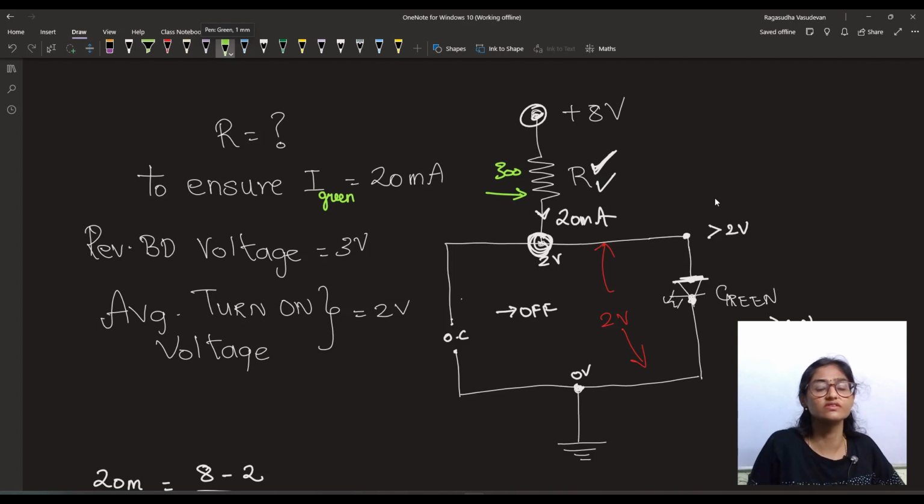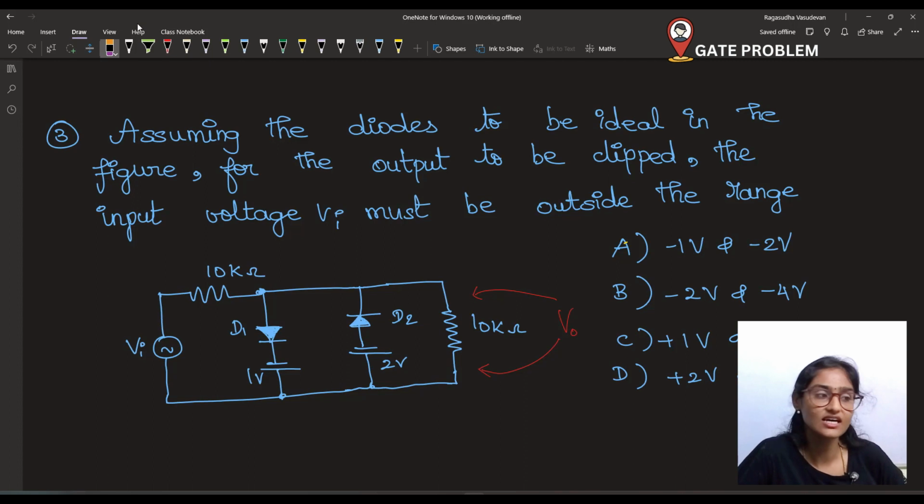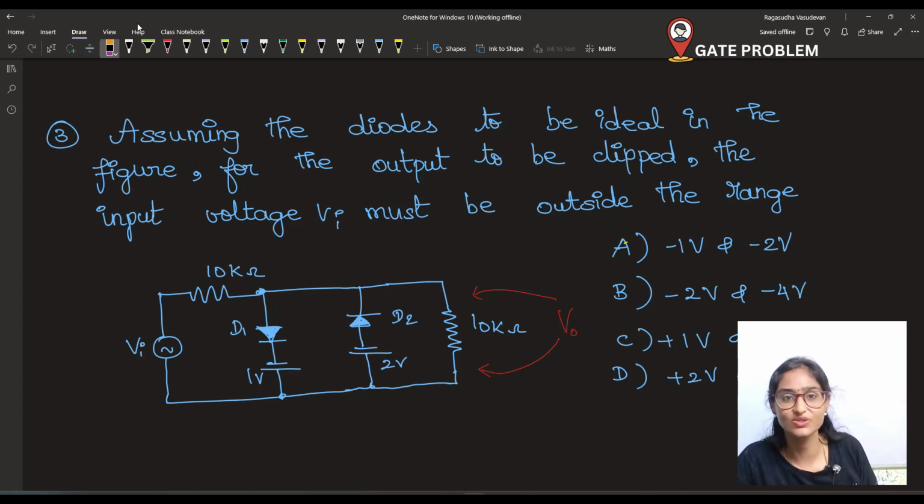Okay, so now we will solve another problem which has two diodes in two separate parallel paths. Okay, we will solve that now. Assuming the diodes to be ideal in the figure, for the output to be clipped, the input voltage Vi must be outside the range dash. Be careful, they are asking what should be the input so that the output has to be clipped. They are not asking the output voltage, they are asking the value of input voltage for which the output will be clipped. We will solve this problem.